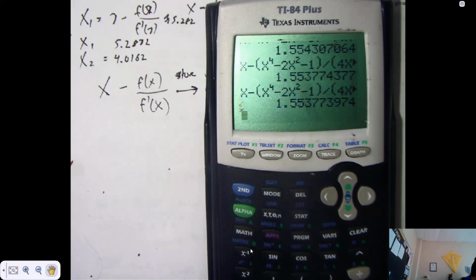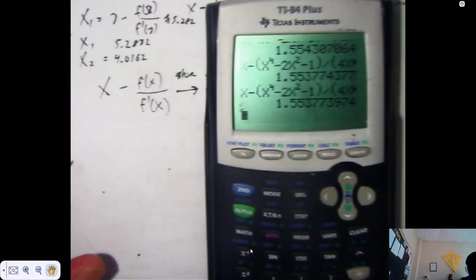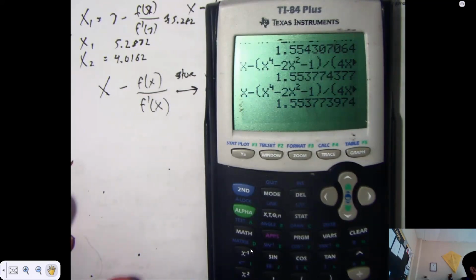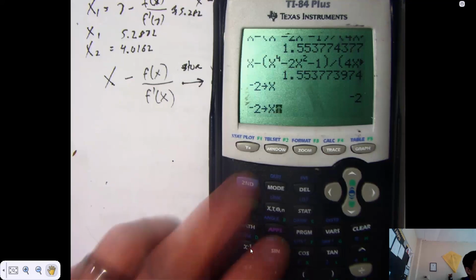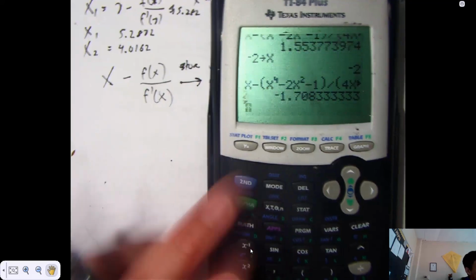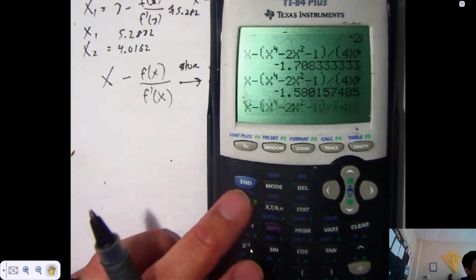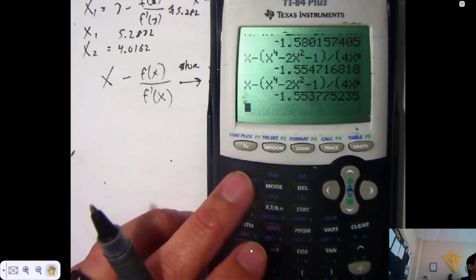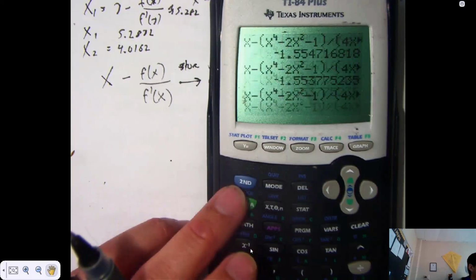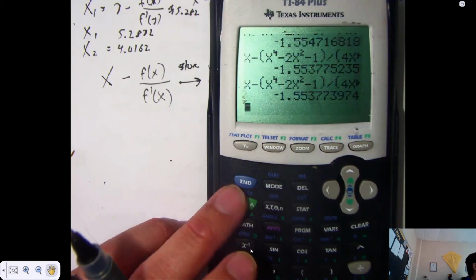There's 2 answers though. You guessed a positive 7. Why not guess something negative? Negative 2. So let's take a negative 2, store it to x. Second enter. This one won't take long. That's the 3rd iteration of Newton's method. 4th iteration. 5th iteration. Only took 5 iterations of that technique to get you to the right answer.